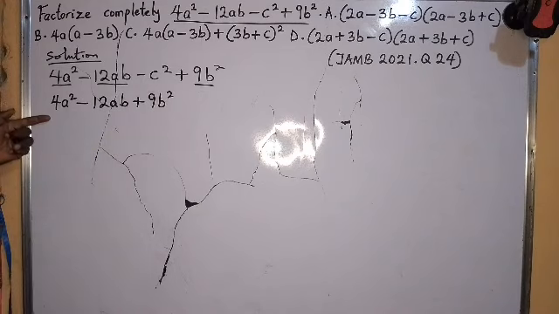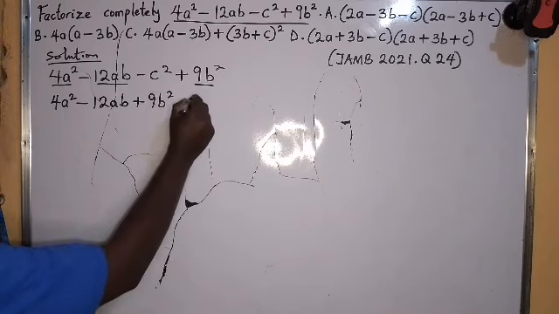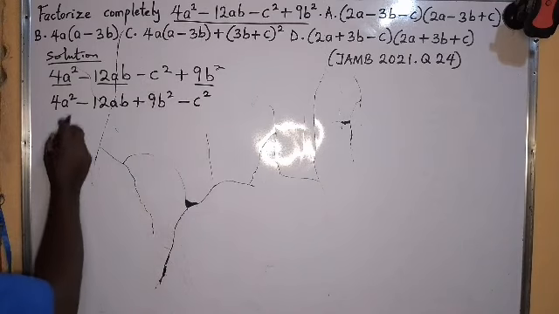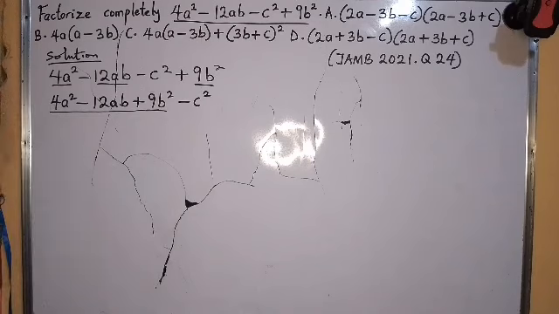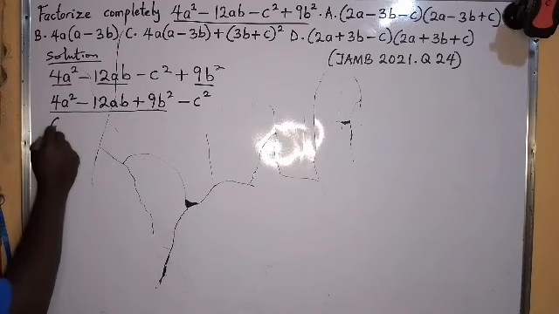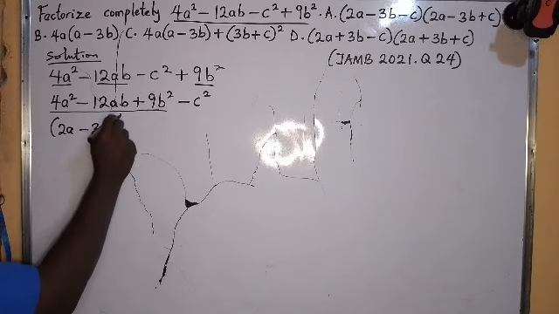Naturally, we can solve this using the simple factorization method. Then we add the last one, which is c squared. So let's solve this using factorization. That is 4a squared minus 12ab plus 9b squared, and we derive our answer to be 2a minus 3b all squared.